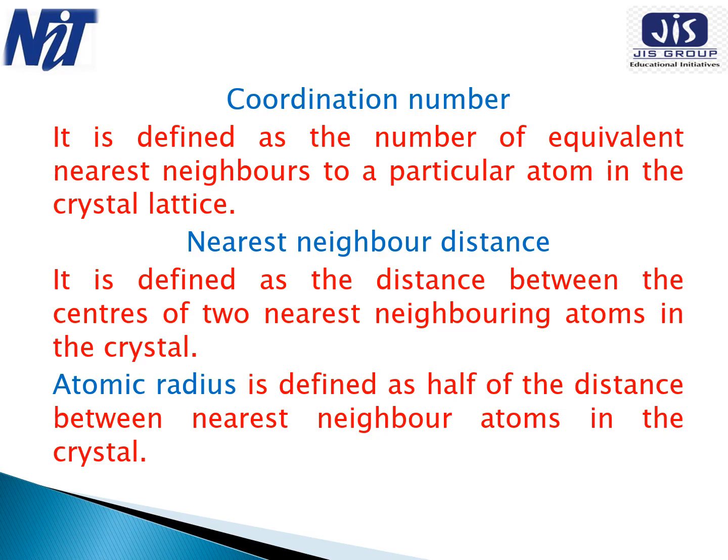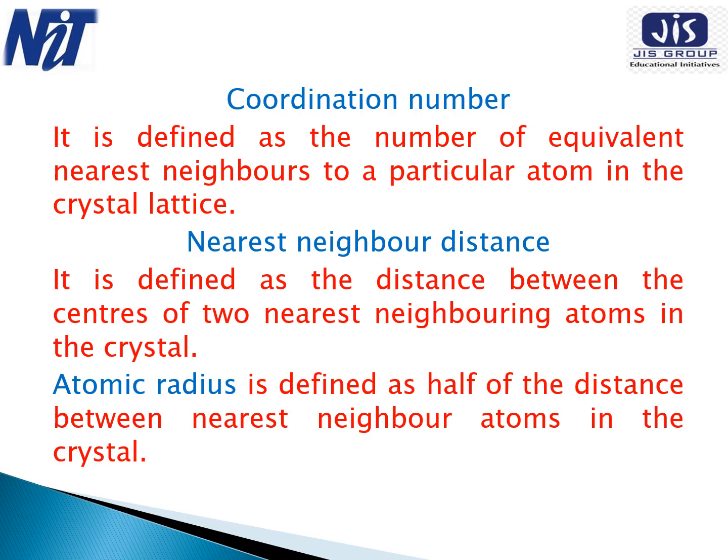Next is nearest neighbor distance. It is defined as the distance between the centers of two nearest neighboring atoms in the crystal. You just keep in mind that the neighbors would be the nearest ones. That means we will take the distance between the two very closely spaced neighbors.